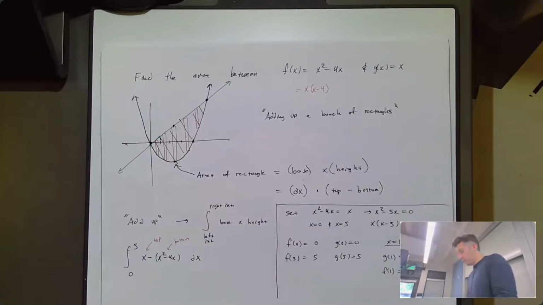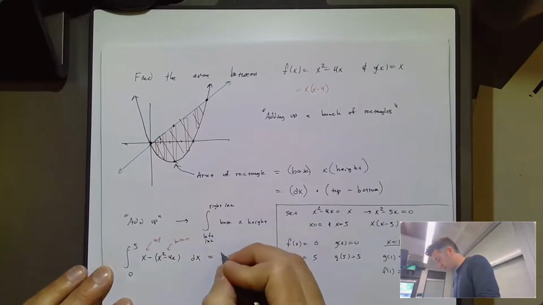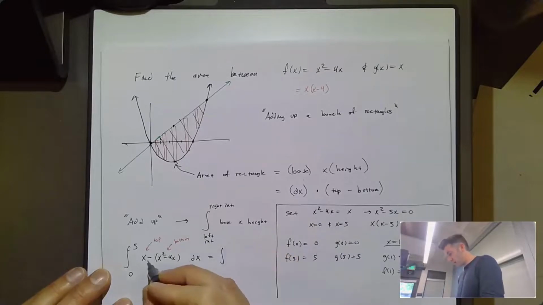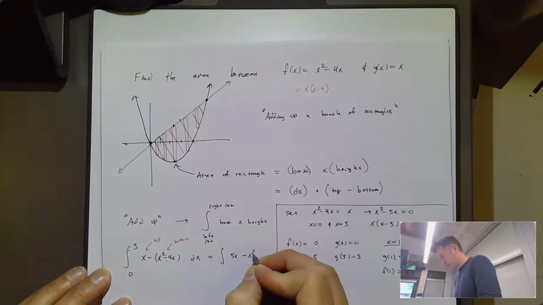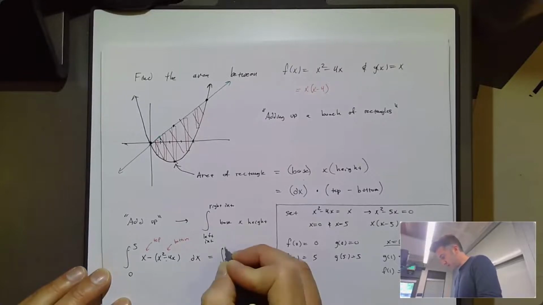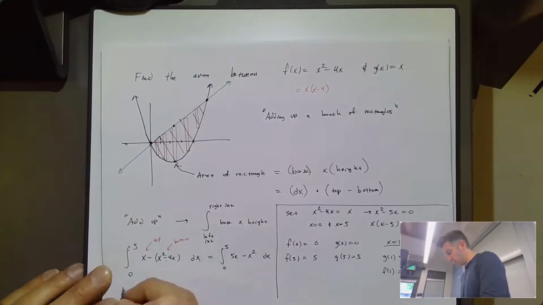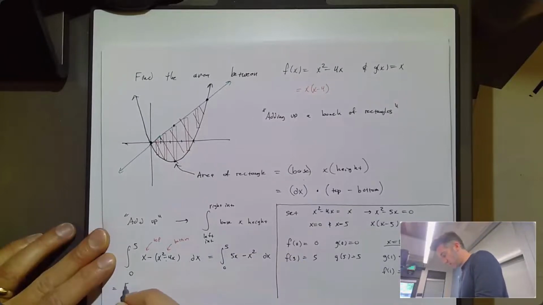And then we're going to simplify. We're going to do the integral of x minus x squared minus a minus 4x. So I got x plus 4x, which is 5x minus x squared dx, from 0 to 5. We anti-differentiate. We get 5x squared over 2 minus x cubed over 3 from 0 to 5.